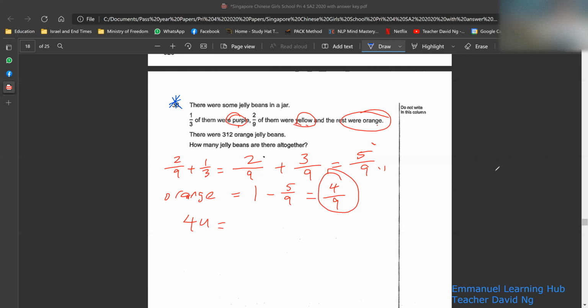How many orange jelly beans are there? 4 over 9? No, that's a fraction. How many orange jelly beans are there? In the question, they did explicitly tell you how many orange jelly beans there are, right? Which is how many? 312. So can I say that 4 units is 312? Can, right? Yes. Why?